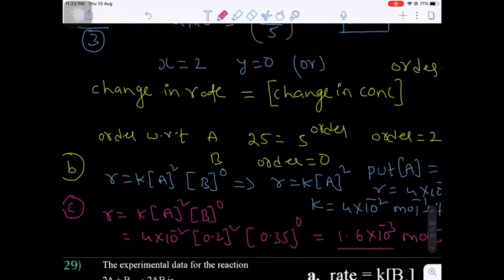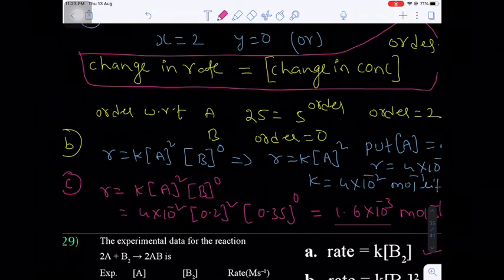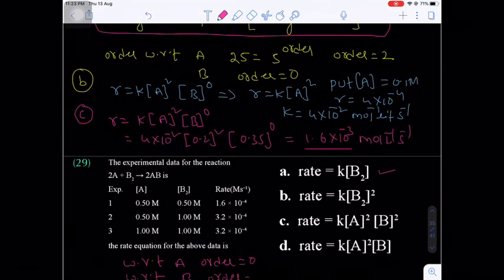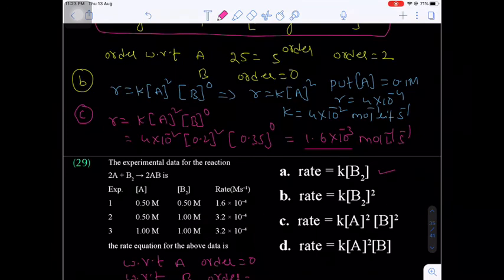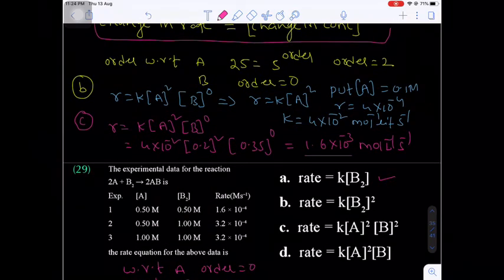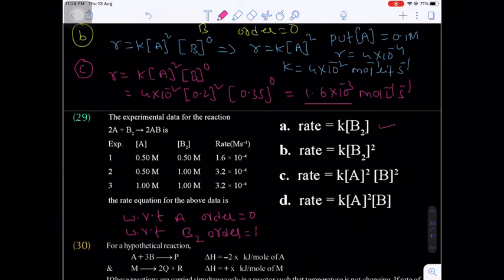As I told you, the change in the concentration to the power of the order gives the change in the rate. The change in the rate will be 2. The change in the concentration will be how much here? Double, so 2. So 2 equals 2 to the power of the order. That means the order will be first with respect to B. So directly we can write the answer, that is the first option. Are you getting my point?